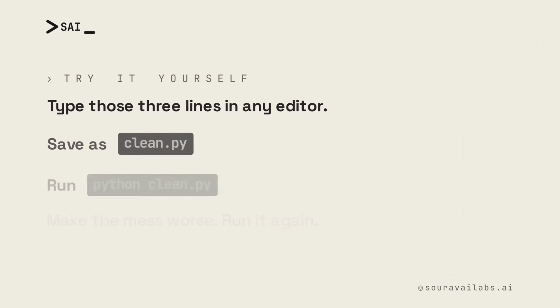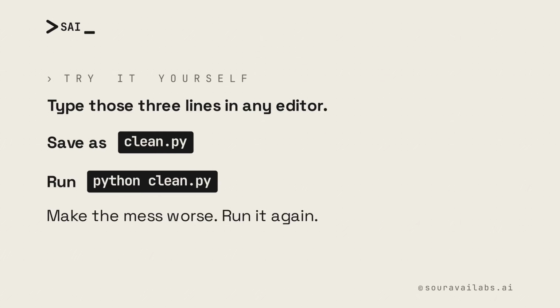Your turn. Type those 3 lines in any editor, save it as clean.py and run it. Then make the mess worse. More spaces, wilder capitals. Run it again. Out comes the same clean name. That's the toolkit working.